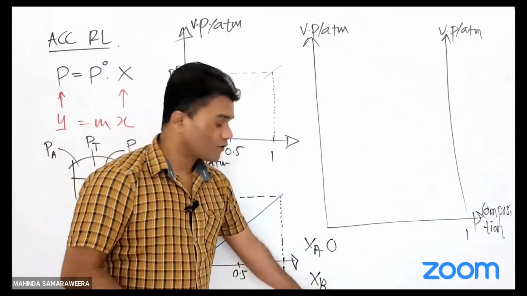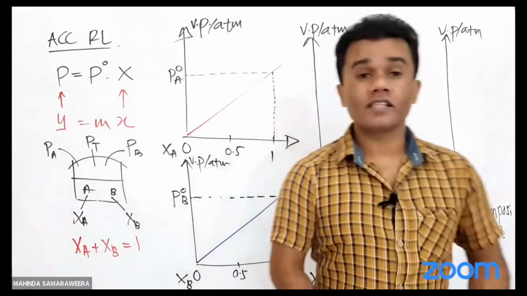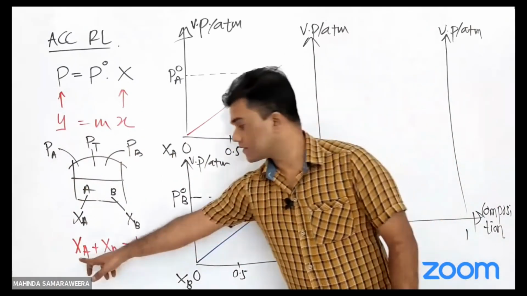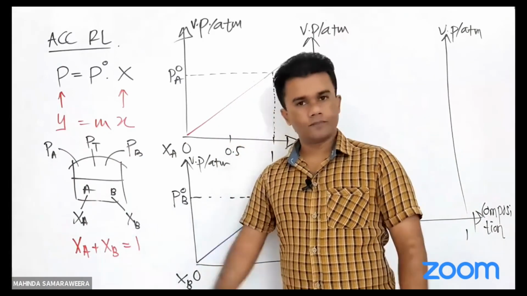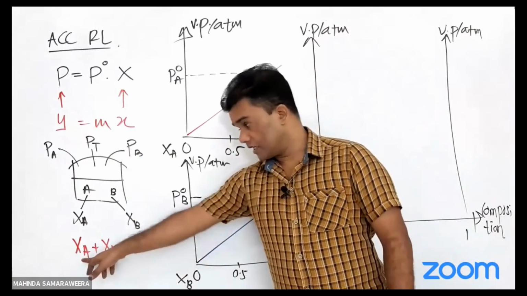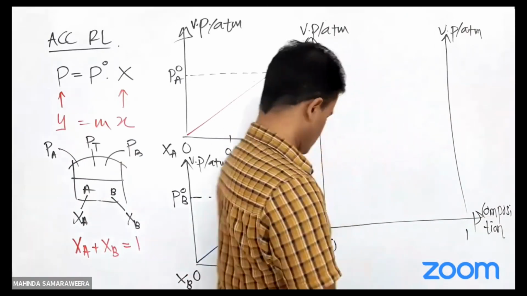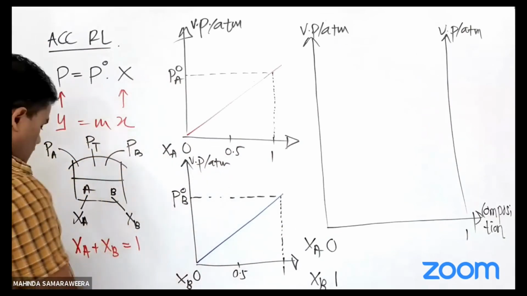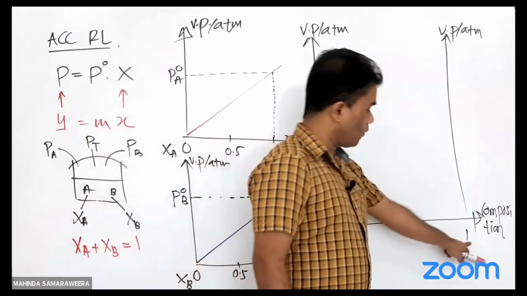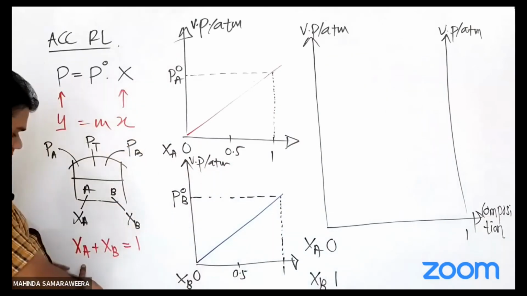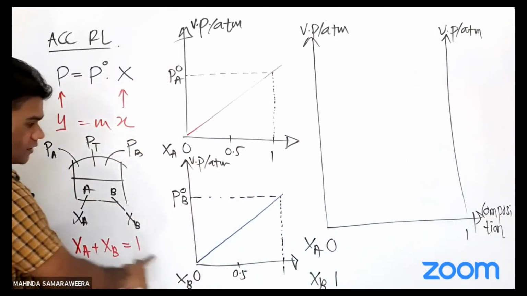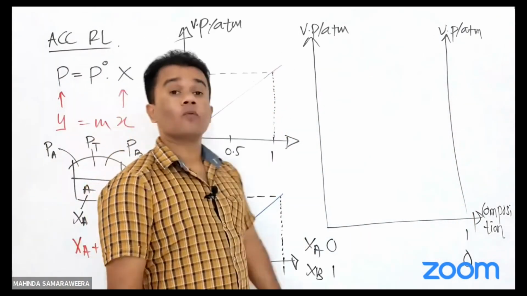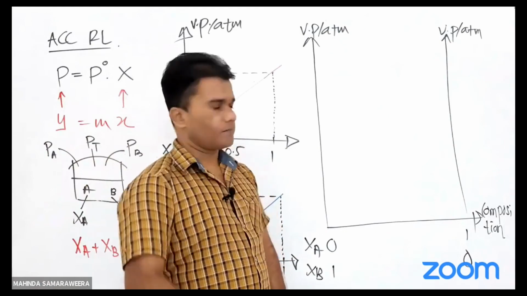Then what about XB now? If XA is 0, what is XB? XA plus XB should be 1, so if XA is 0, XB equals 1. Then XA moves up to 1. If XA is 1, XB should be 0 because the addition is 1. So this should now be 0. I hope you understood that part, the relationship in mole fraction.